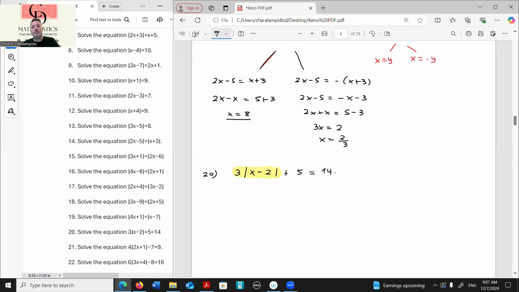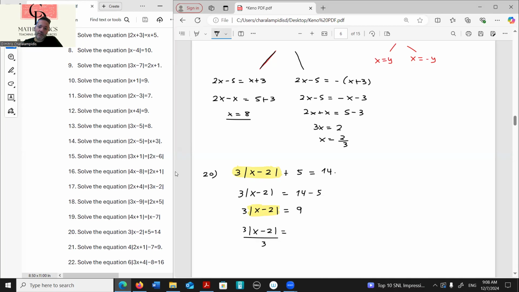And that term is this. So we should begin by isolating that, which means that we should get rid of 5. But 5 is being added to the yellow one. So we should subtract it from both sides, or we should simply, as you know that better than me, take 5 from the left to the right, so it should change its sign. The result is 9. I need to have the absolute value by itself, so I should divide both sides by 3.